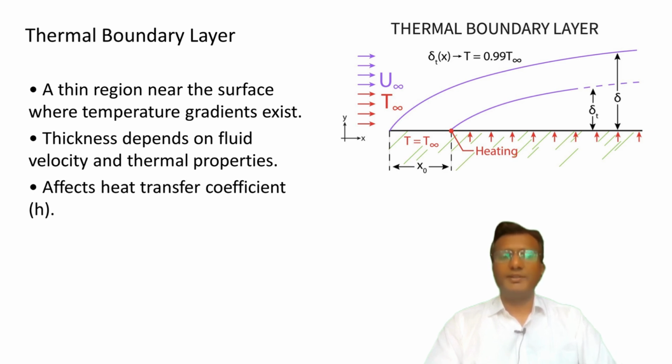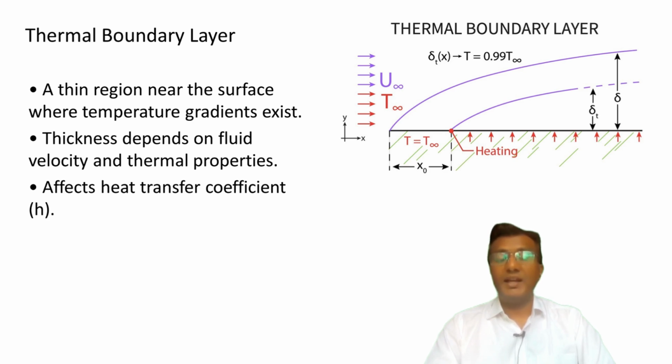Now, coming to the important concept of the thermal boundary layer. It is a critical concept in convection heat transfer. It's a thin region near a solid surface where a temperature gradient exists, transitioning from the surface temperature to the bulk fluid temperature. For example, when air flows over a hot plate, the air near the plate warms up, creating a boundary layer where the temperature changes rapidly. The thickness of this layer depends on the fluid velocity, viscosity, and thermal properties. Faster flows or higher thermal conductivity reduce the layer thickness, increasing the heat transfer coefficient h.